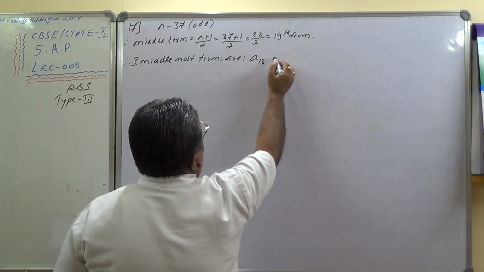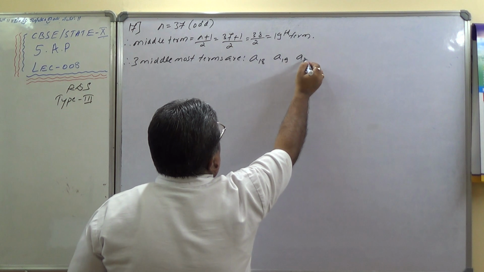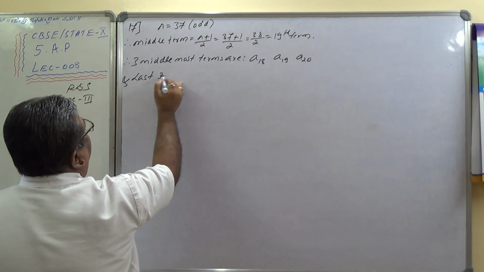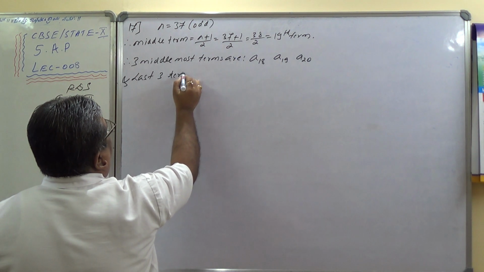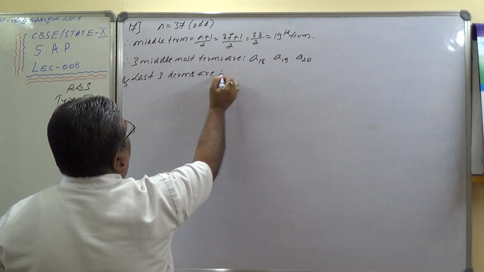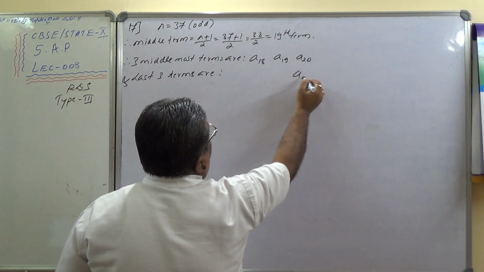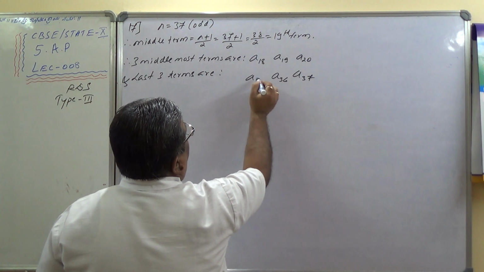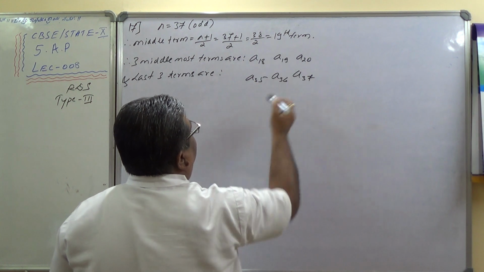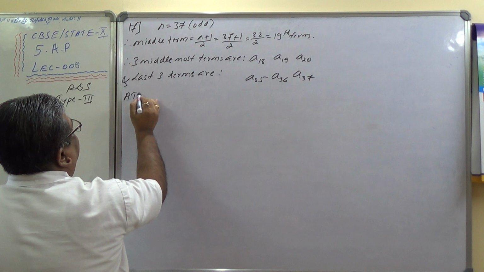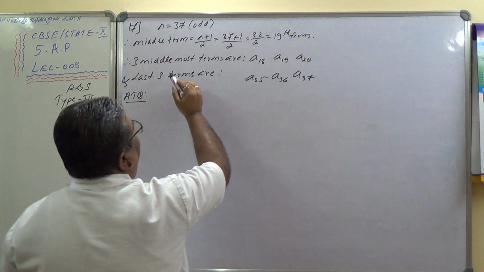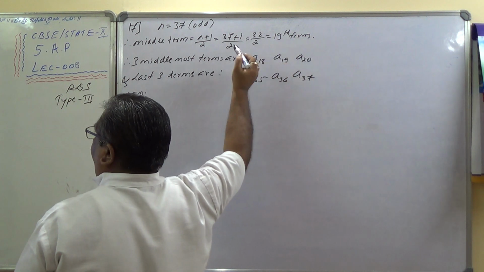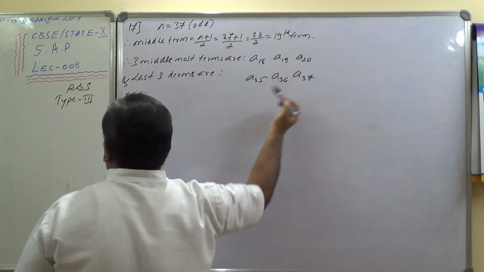A18, A19, A20, and the last 3 terms are A37, the last one, A36, A35: 35, 36, 37. The sums have been given according to the question. Sum of these 3 is 225 and sum of these is 429.